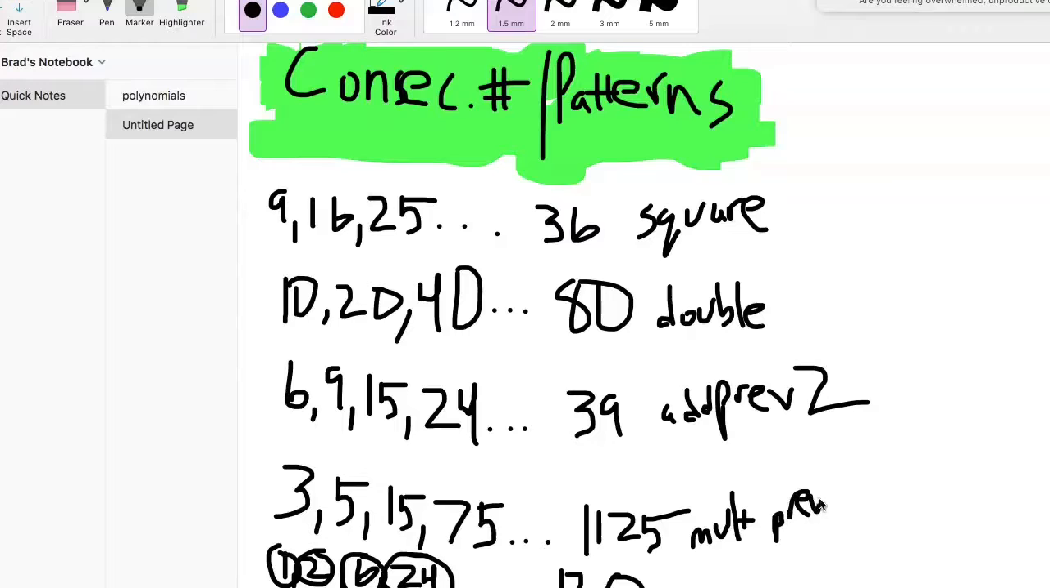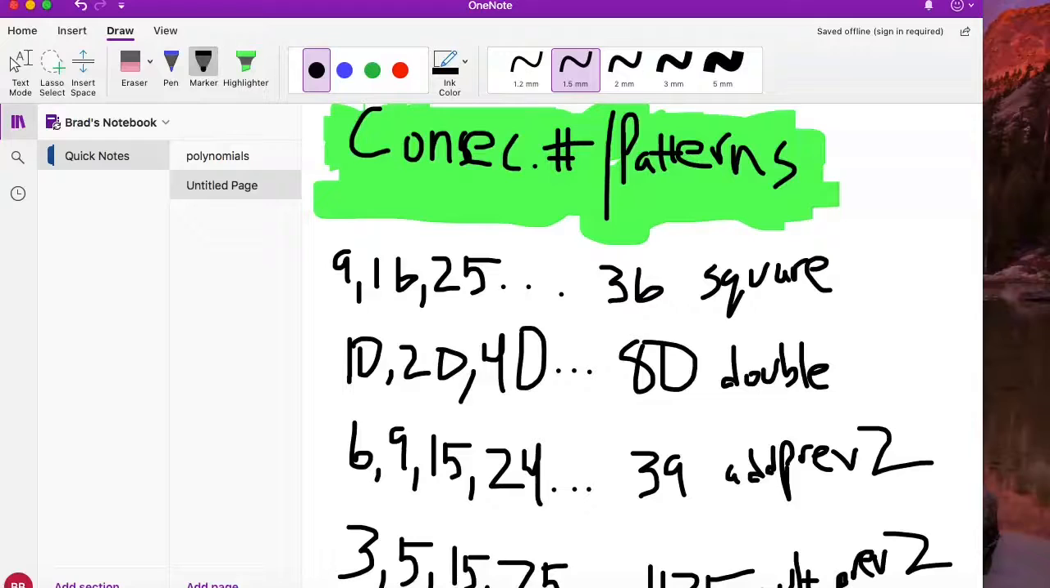So trying to review real quick: on this first one, it was squaring each number. So get used to looking at whether each number is being squared. Second one, probably the easiest one really, is just doubling. Is each number being doubled? The third one, you're adding the previous 2 numbers. The fourth one, multiplying the previous 2 numbers. So that's consecutive numbers and patterns. The more that you do of these, the easier they will seem.